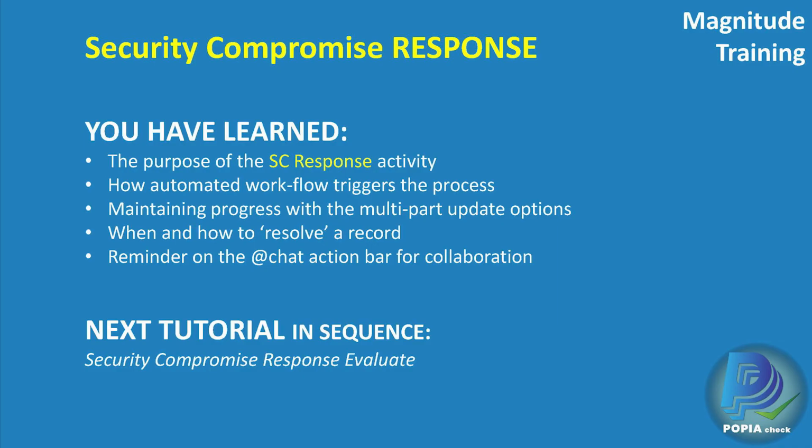Right, then to wrap up, we've gone over the purpose of your response activity. It's an absolutely key process for an information officer. We've given you an oversight of the workflow triggers in the process, both data into the process and data out of the process. We've had a look at how you update the record with a multi-part update option at that blue icon, the update icon. We've discussed the practicality of resolving a record, and as usual, we've had a quick look at the action chat bar.